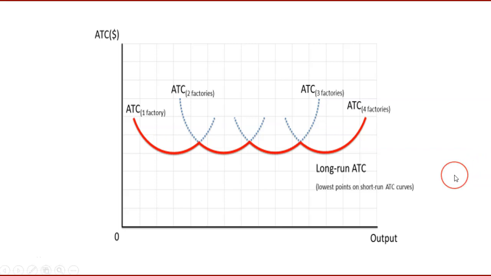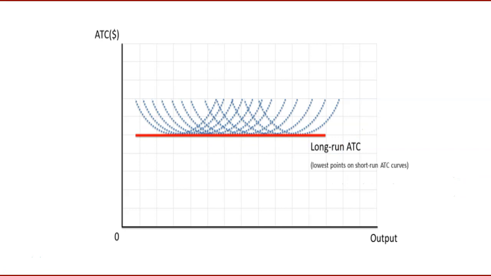If we wanted to make it really, really clear, again, we add intermediate stages in between the ones I've indicated here to give us this. So we have a long-run average total cost curve which is flat. The firm increases its scale, but its cost per unit of output doesn't change.